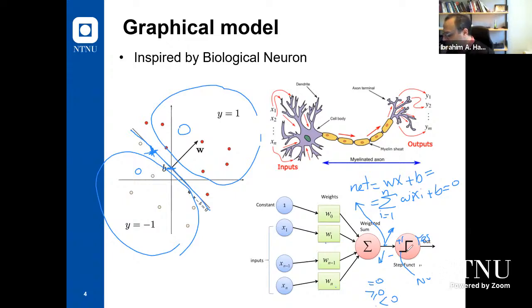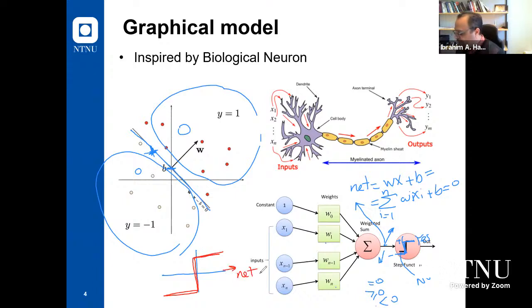So in this case, we will use an activation function. We call it the hard limit activation function, or step activation function. And this one is simple. It's like this. This is my function. So this one is net.